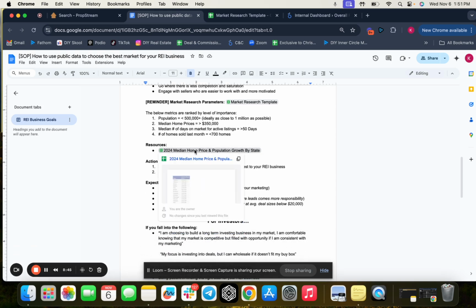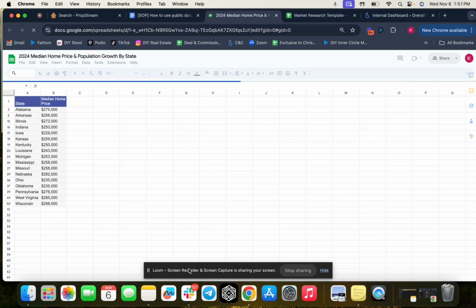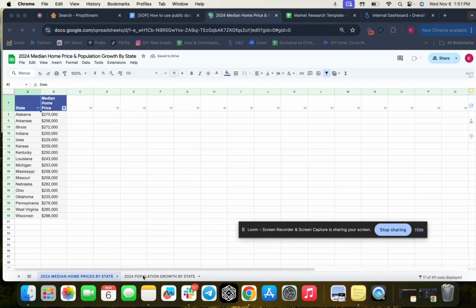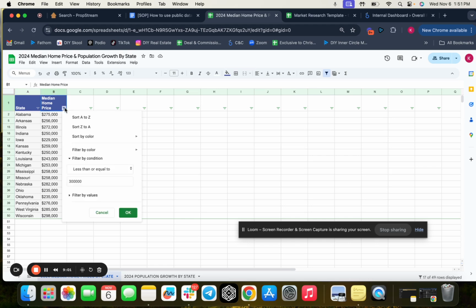Next is a new resource, however. If you want to avoid the hassle, I've gone ahead and created this, and it'll probably be updated every year, because of course this data is changing. But for right now, this has data on 2024 median home prices across all 50 states. I'm actually going to remove this for right now.